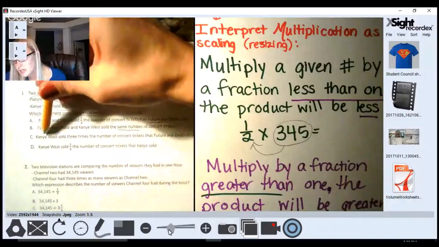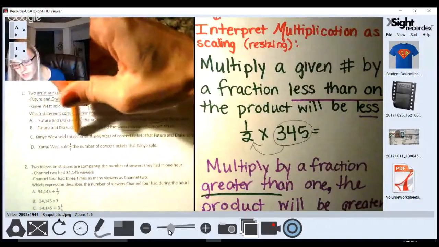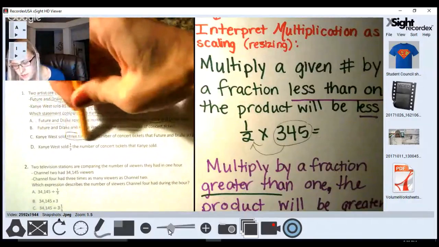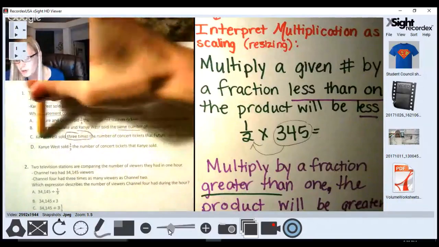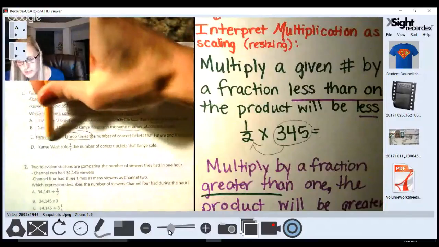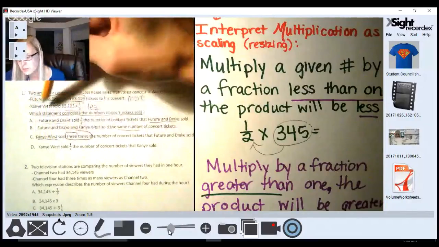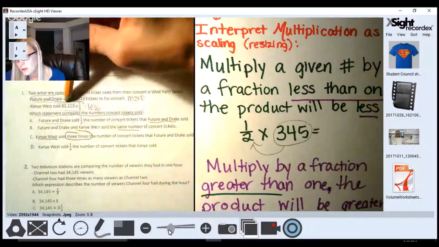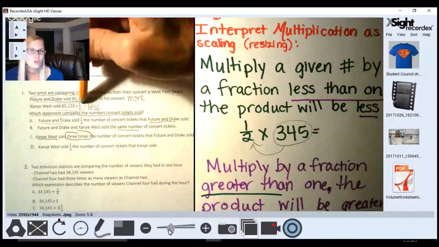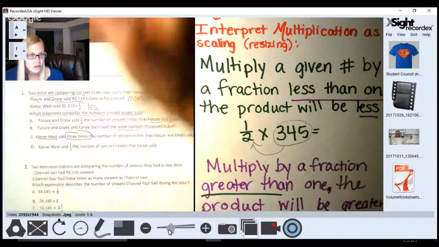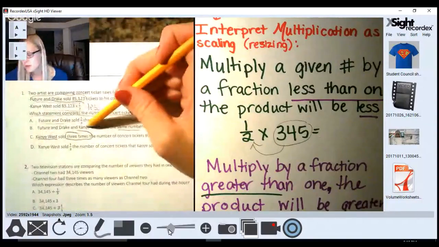Look at C. Kanye West sold 3 times the number of concert tickets that Future and Drake sold. So I'm going to look at my word problem and look back at Kanye West and see, did he sell 3 times? Kanye West sold 85,123 times 1/3. So did he sell 3 times? No, he didn't sell 3 times. He sold 1/3 of. So I know that C does not work.